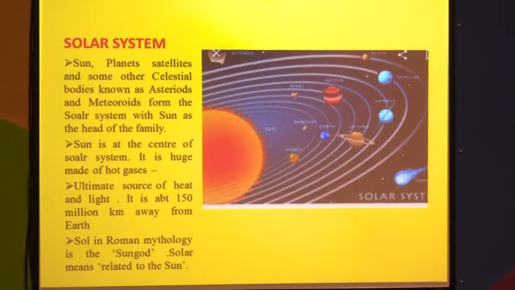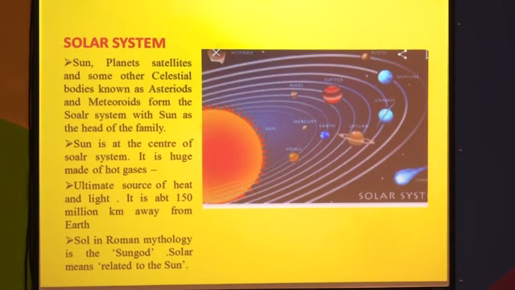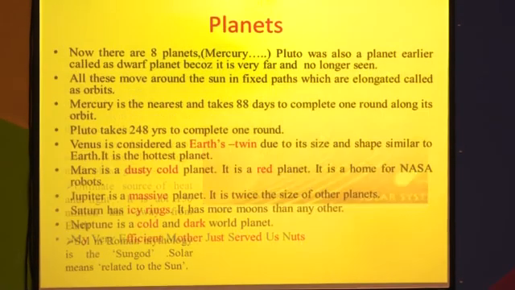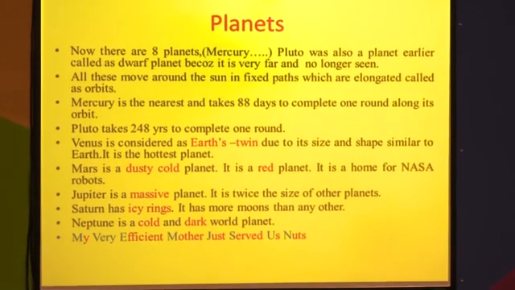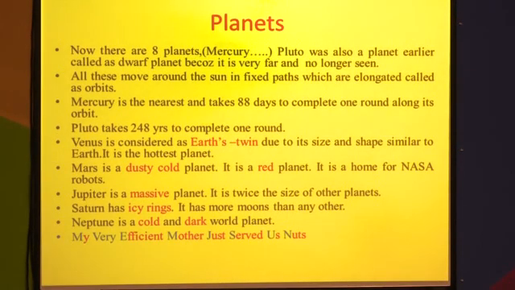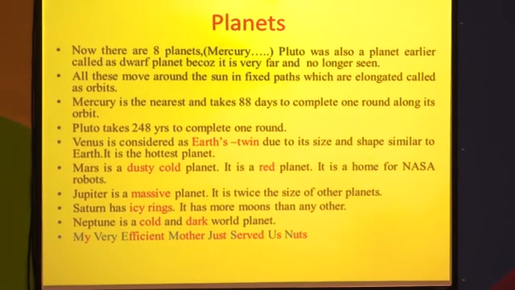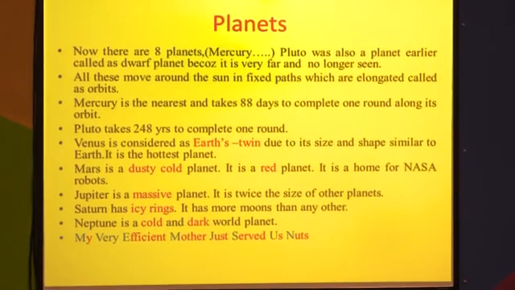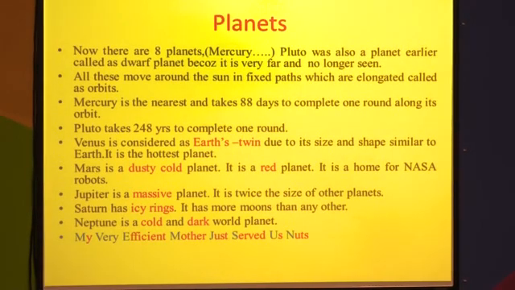Then we have seen solar system. What is solar system? Then what are the planets I have explained to you children? What are the different 8 planets I have told you? Mercury, Venus, Earth, Mars, Jupiter, Saturn, Uranus and Neptune. And I have told you the importance also of these different planets.